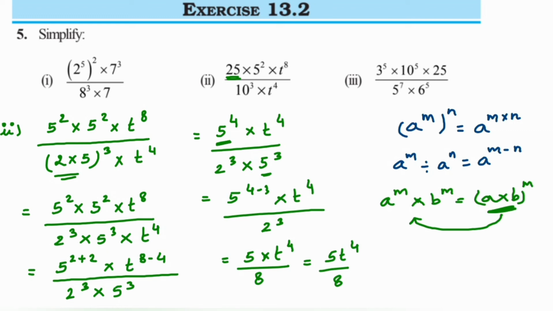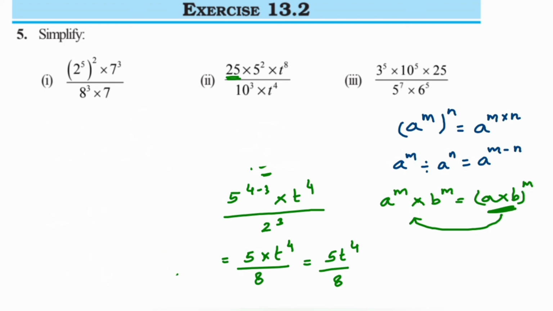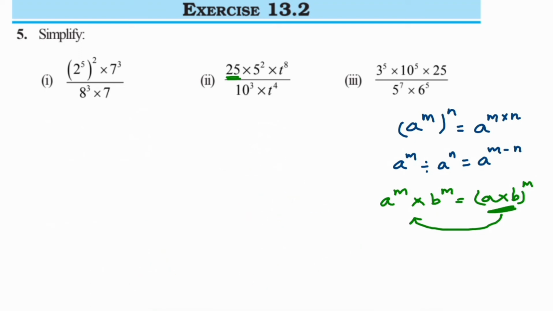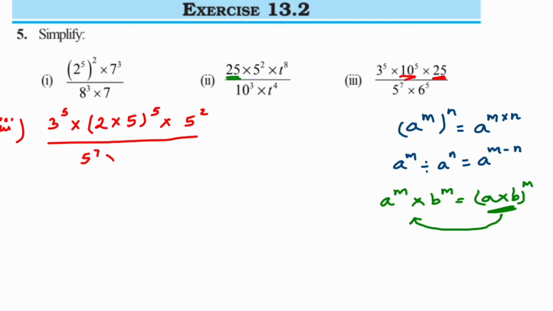Now moving on to the third one. Now third question again, I'm going to just directly write from here. We have 3 to the power 5. The 10 here, I'm going to expand it. I'm going to write 2 into 5 to the power 5 multiplied by 25. I'm going to write it as 5 square. How we have done for the second question, same way, upon 5 to the power 7 multiplied by 6 to the power 5. Again 6 we can write as 2 into 3. So 2 into 3 to the power 5.